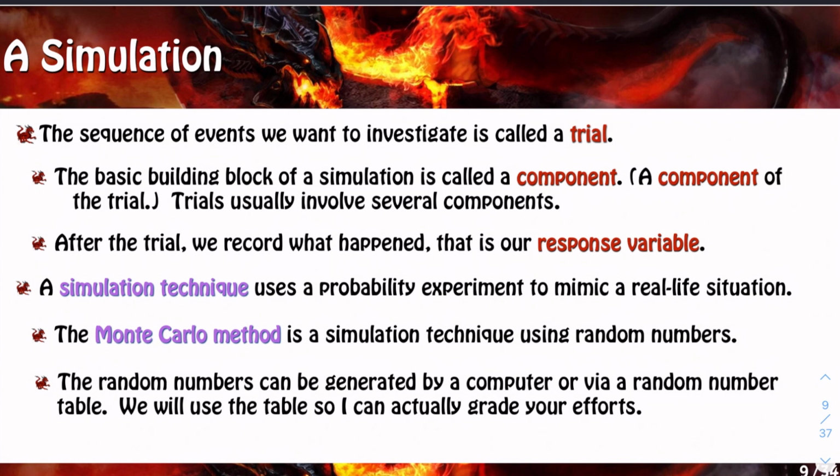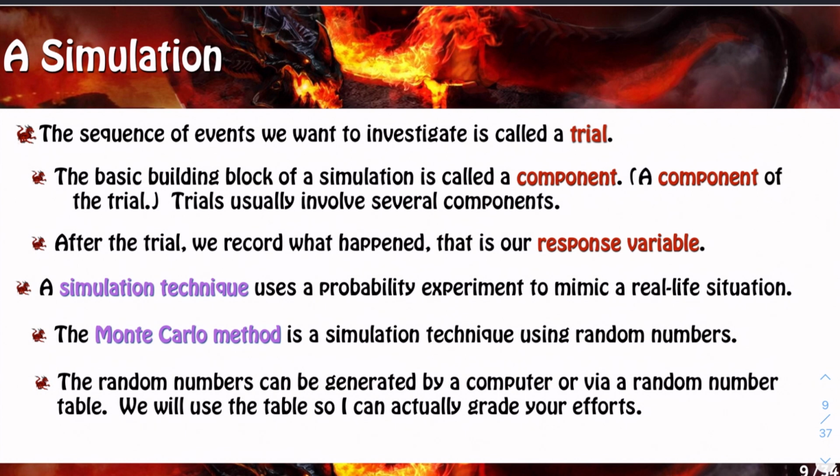A simulation technique uses a probability experiment to mimic a real life situation. So instead of actually doing the thing, we're going to use a random number generator to help us simulate what would have happened. Now, this idea is called the Monte Carlo method, and that's a simulation technique using random numbers. The random numbers can be generated by a computer or via a random number table. We will use the table so I can actually grade your efforts. And that's what the AP test is going to do.